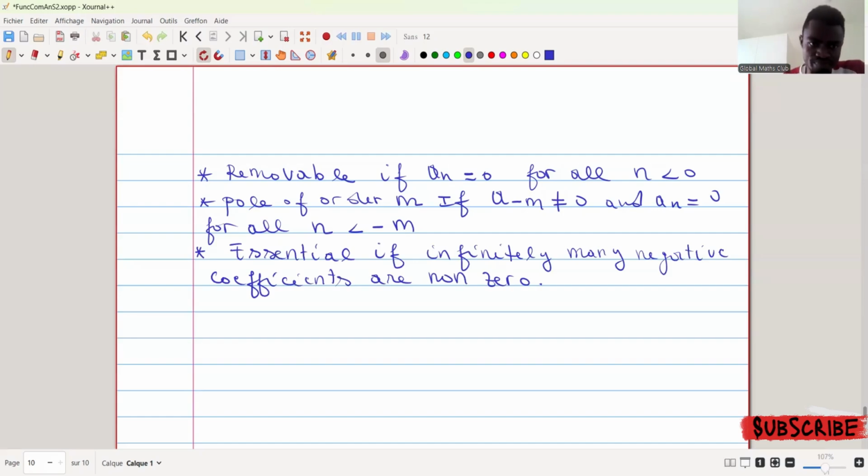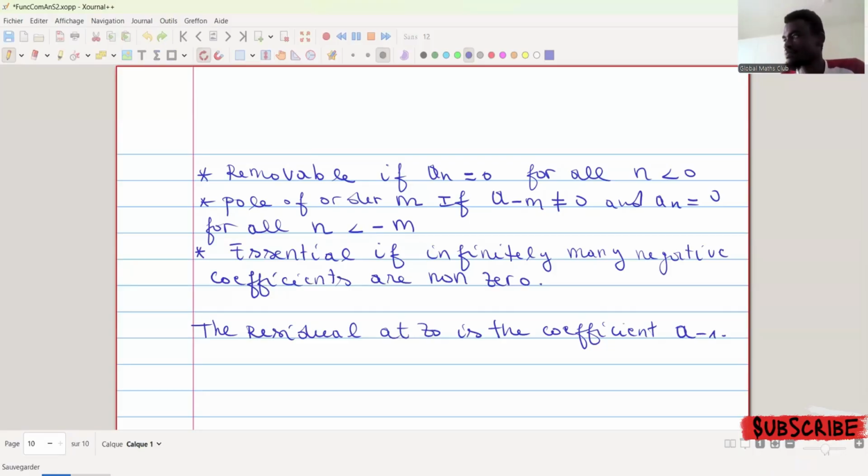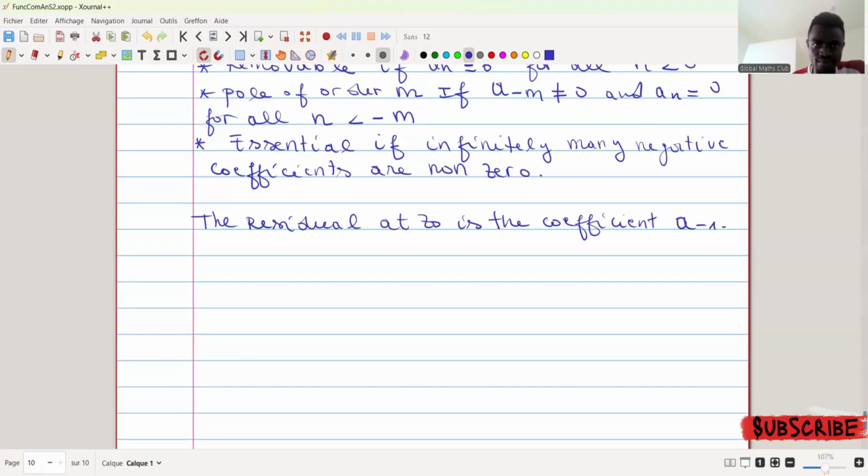And also, to give another thing, the residue at a singularity point is the coefficient a_{-1}. What next? The next question is to find singularities. This one was just a basic definition that you know well.